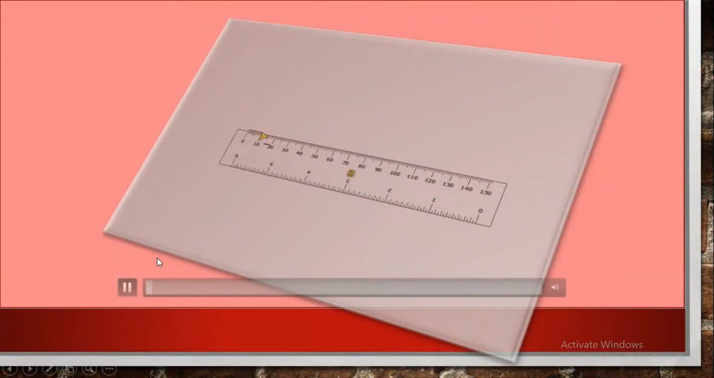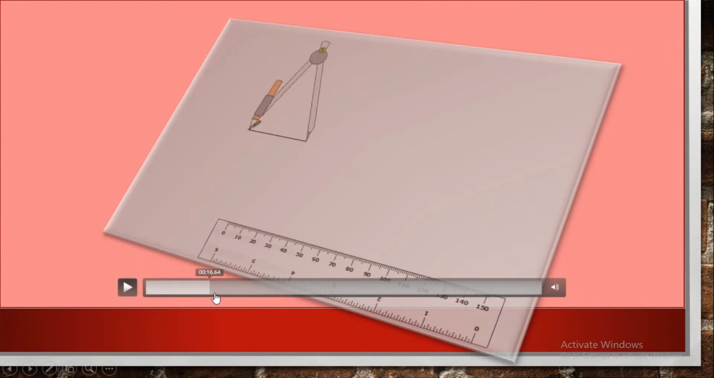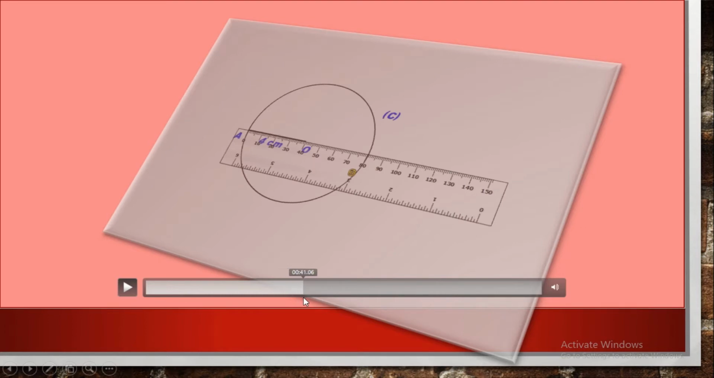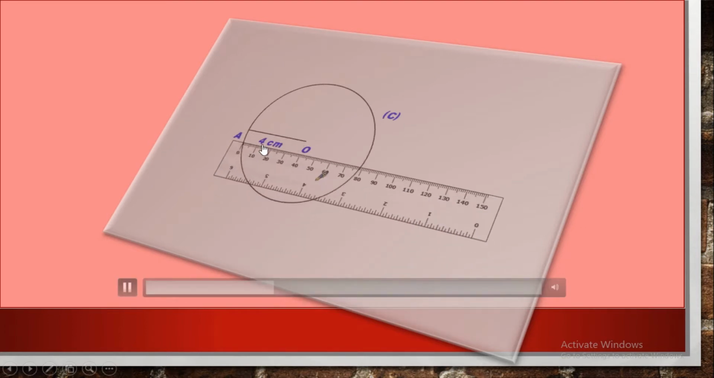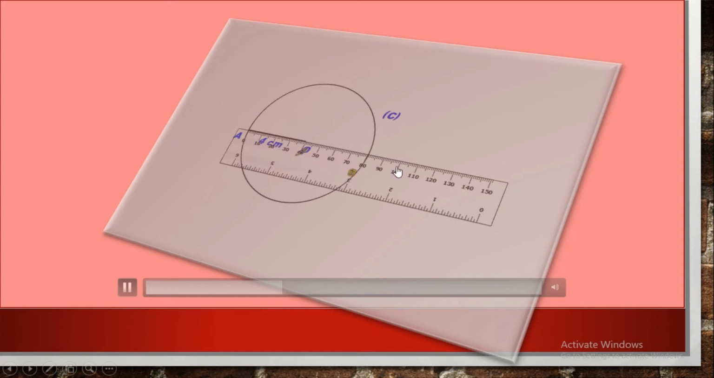Here first we should draw the radius which is 4 centimeters. Now we open the compass equal to this radius and we draw our circle. Sure, we should put first the names of the points O and A, the length of the radius and the name of this circle C.